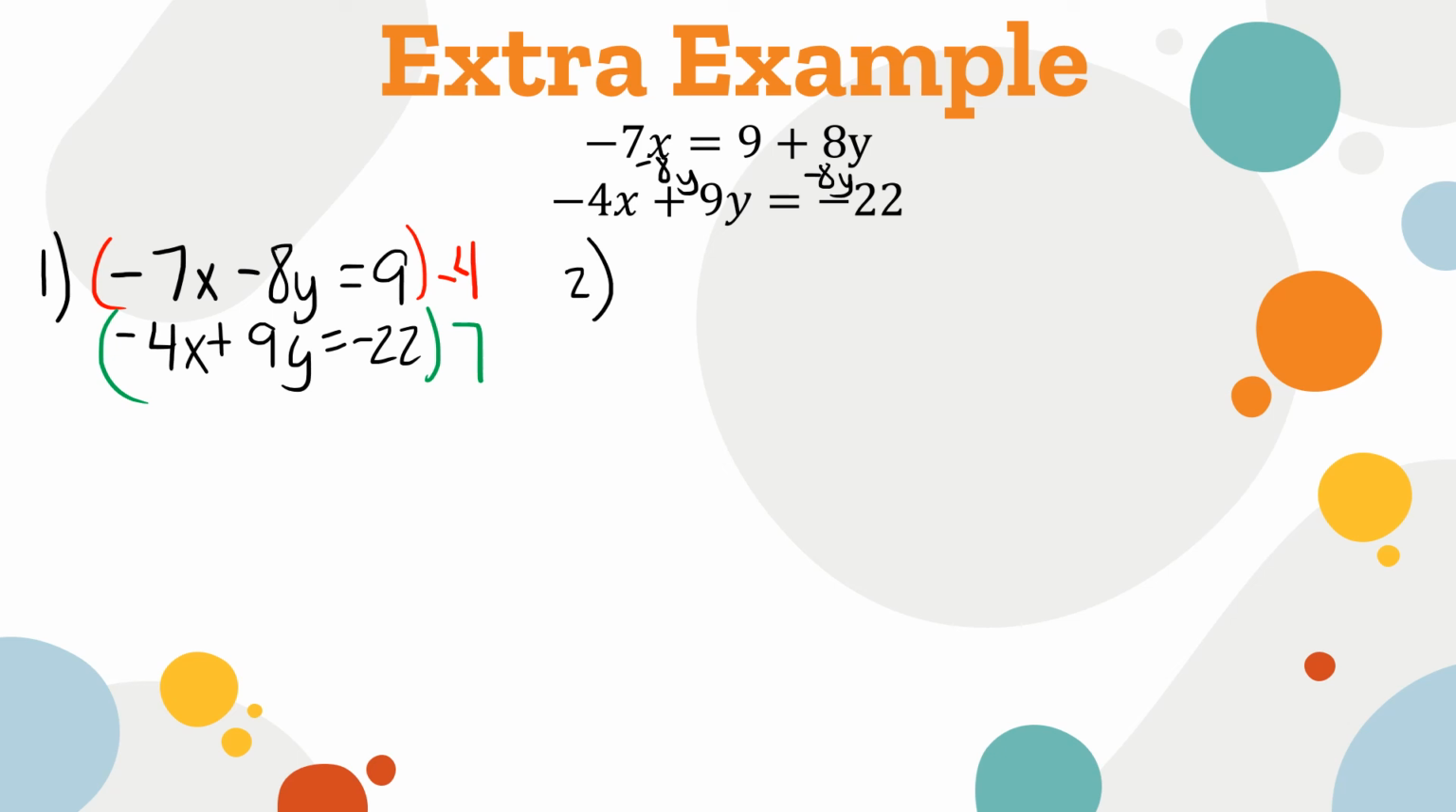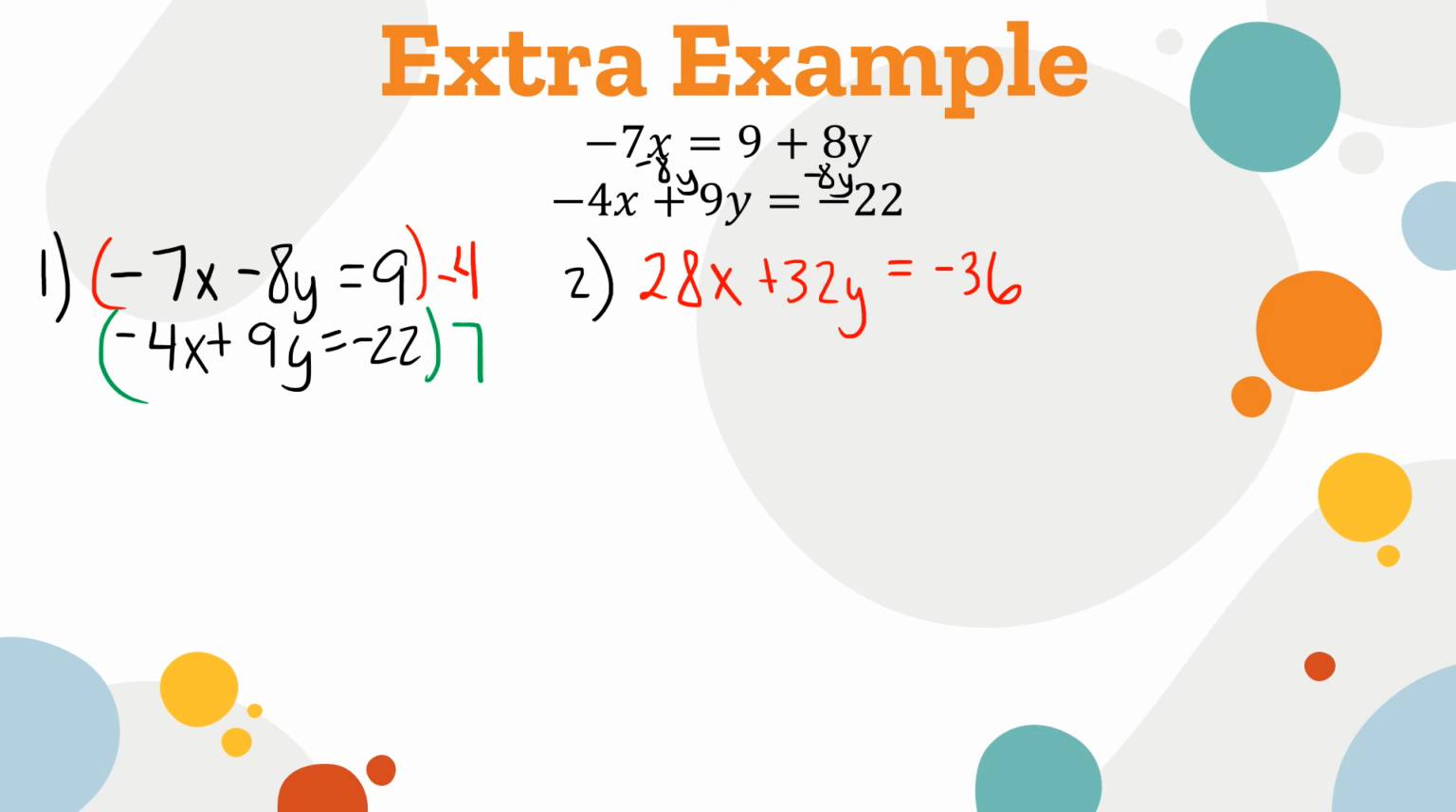All right, so let's multiply. -7 times -4. -8 times -4. 9 times -4.